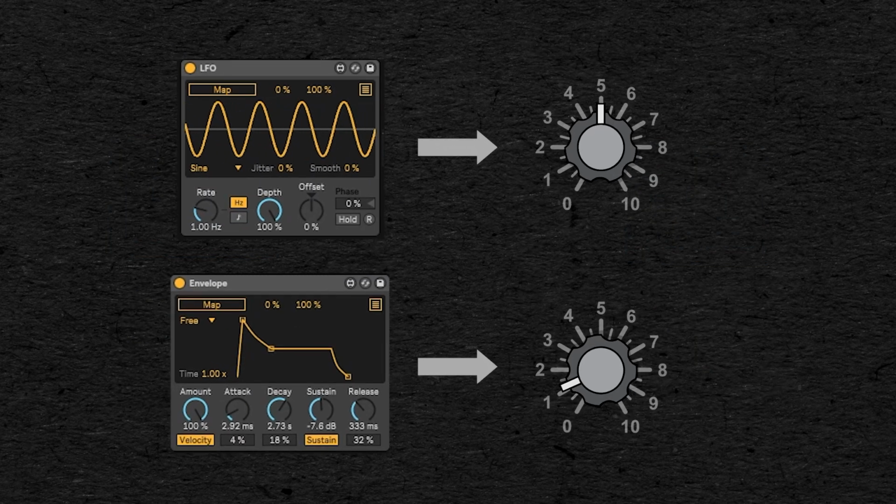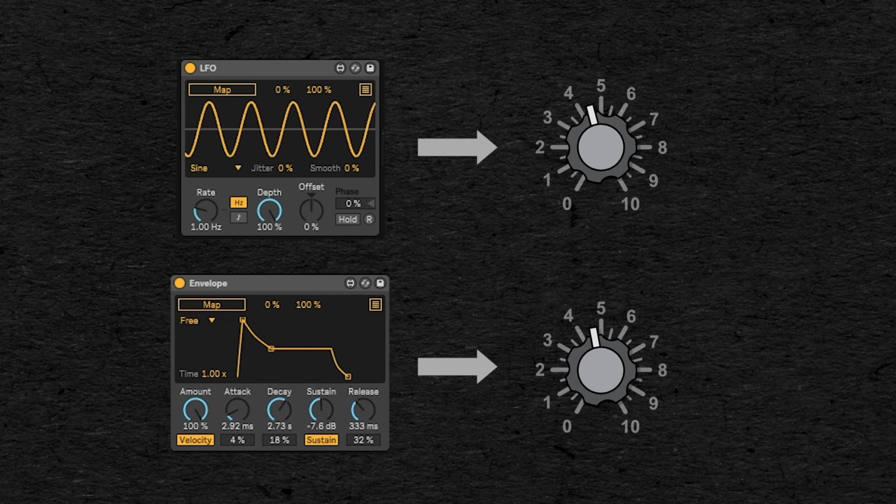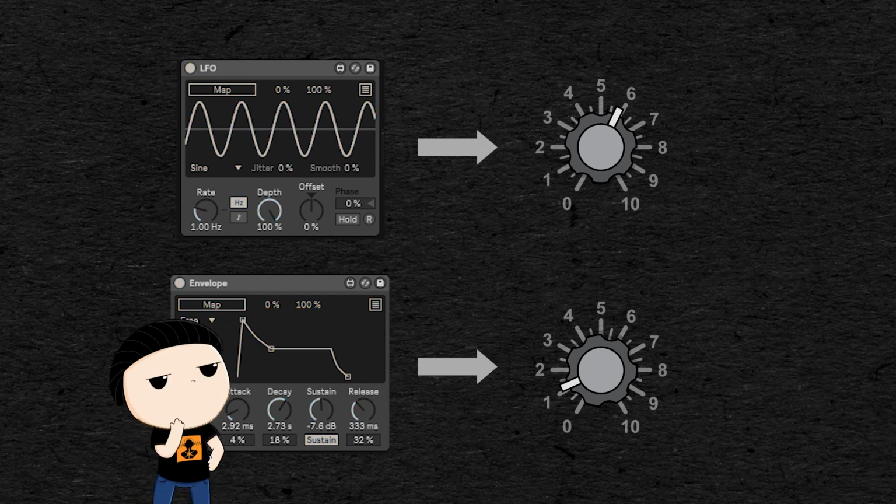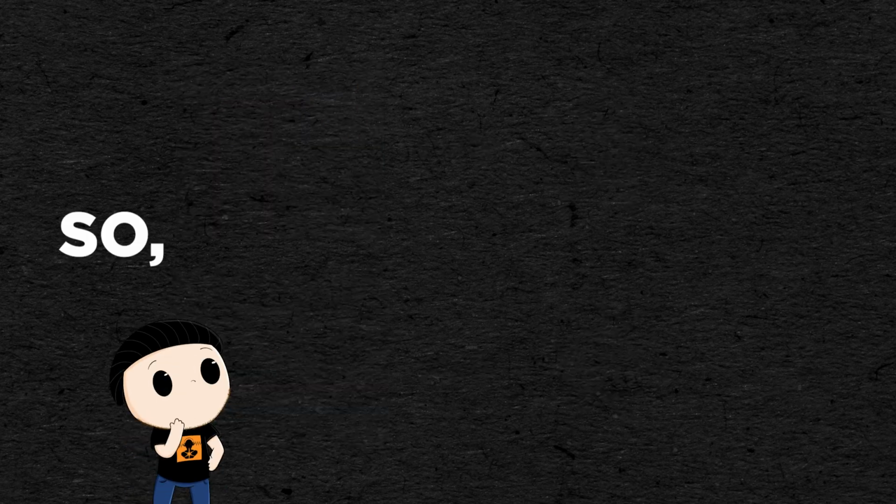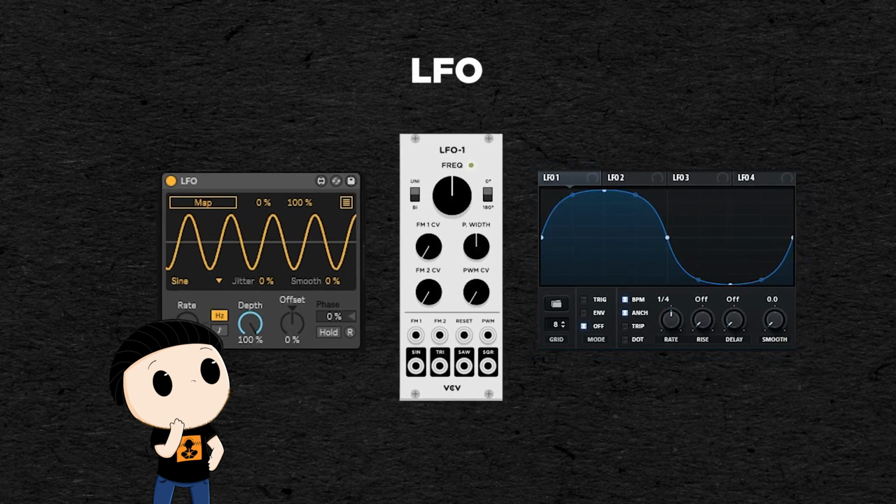Basically, LFOs and envelopes move parameters over time, which brings movement to your sound. And movement in the sound is a key aspect of interesting sound design. Well, apart if you really want to go for a static aesthetic, but you get what I mean. So what do they do? We saw the LFO briefly in a previous video.